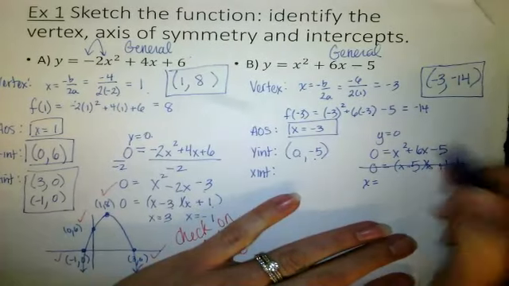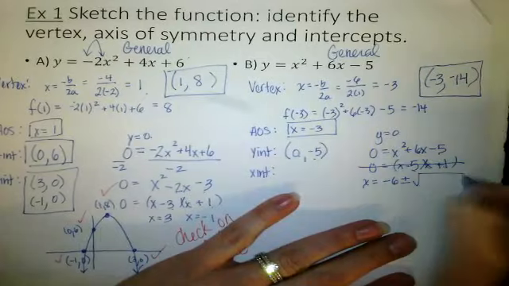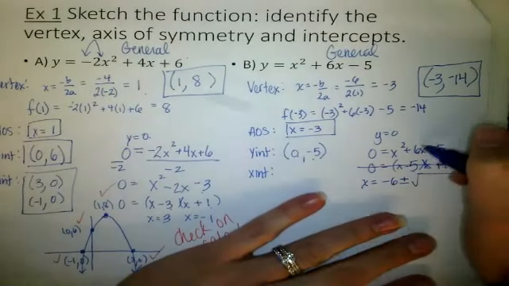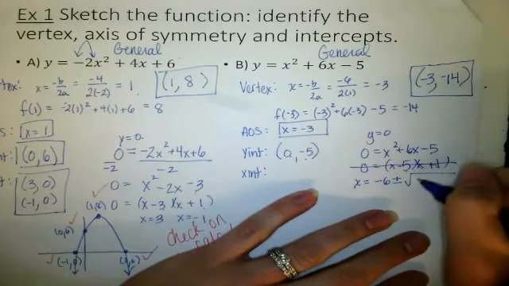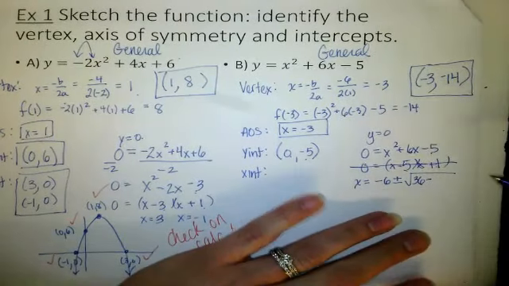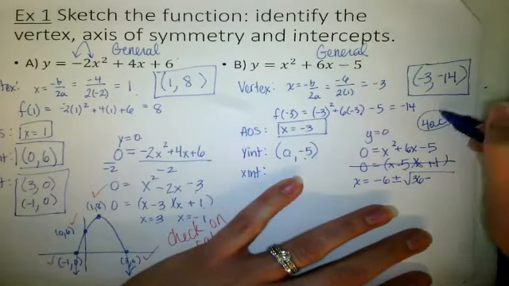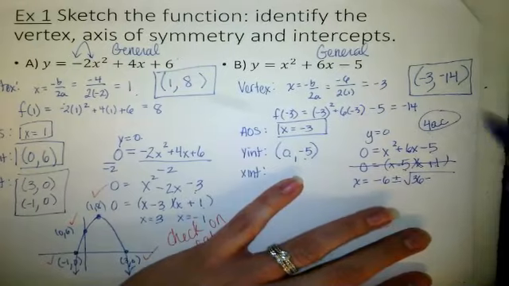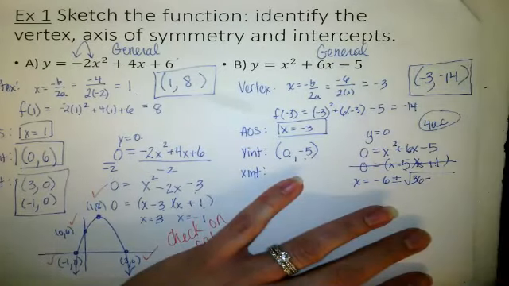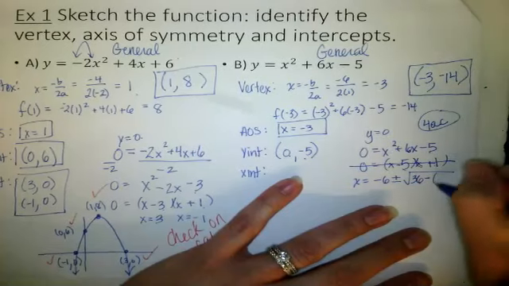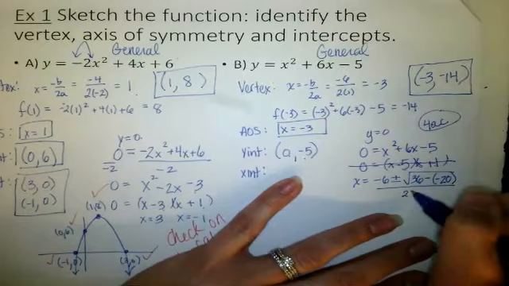X equals the opposite of b, so that's going to be -6 plus or minus the square root of b squared. Again, this is something I'm going to do in my head. B squared, 6 squared is 36, minus 4 times a times c. I'm going to do 4ac in my head. 4 times 1 times -5 is -20, all over 2 times 1.